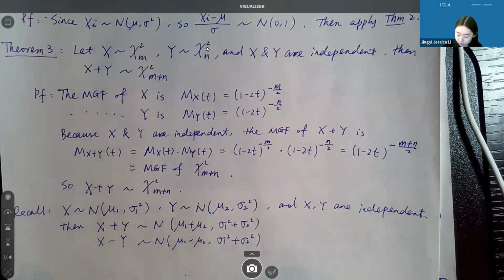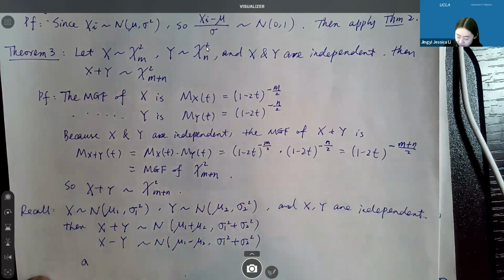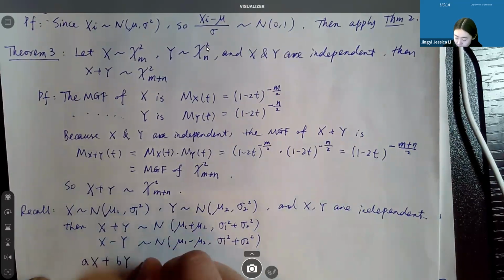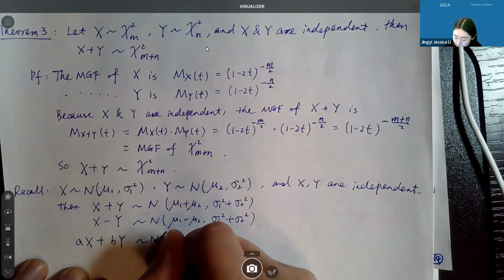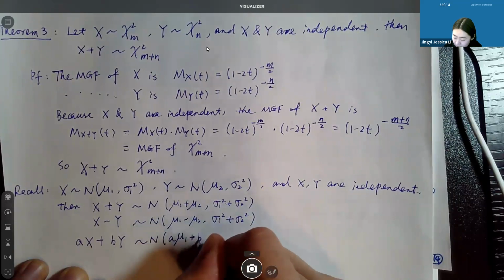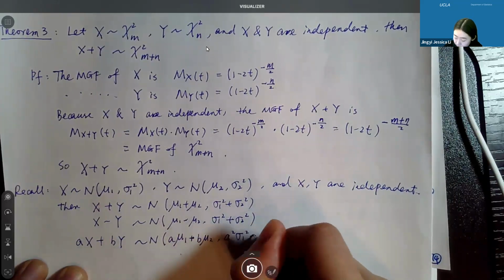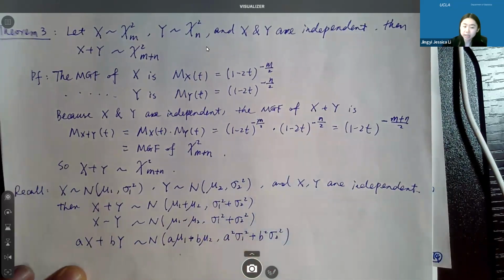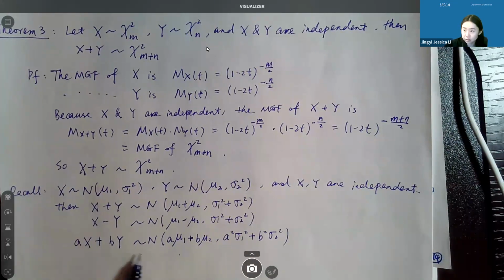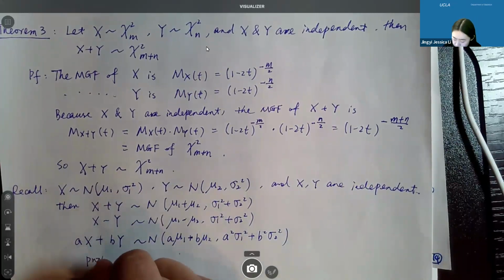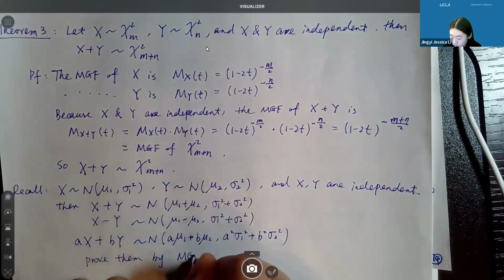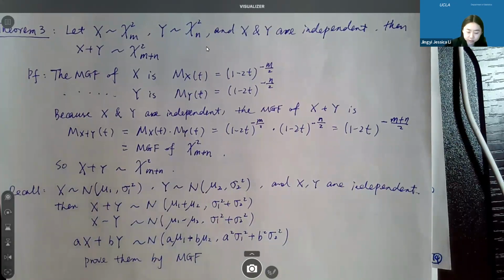And now let me give you the more general form. For any real value A and real value B, if I do AX plus BY, then the mean would be A times mu1 plus B times mu2, and the variance would be A squared sigma 1 squared plus B squared sigma 2 squared. So this is the general form. And these two are just special cases of this, where A is 1, B is 1, or negative 1. To prove this, you can use the MGF, and I will leave this to you. For the general case, you are going to use the linear transformation property of the MGF as well as the independence property, and you'll be there.